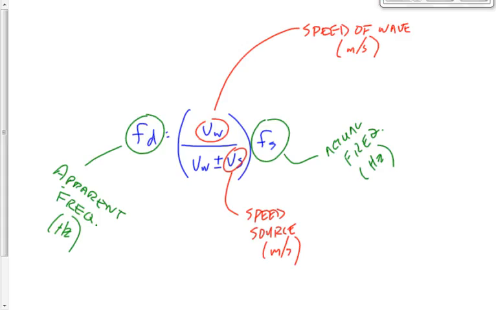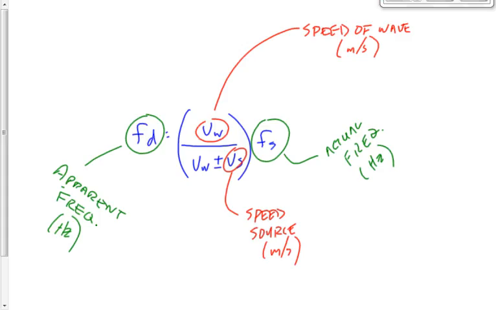All right. What about this whole deal with the plus minus thing? When is it plus? When is it minus? Here's the bad news. I don't remember. Here's the good news. I can figure it out.